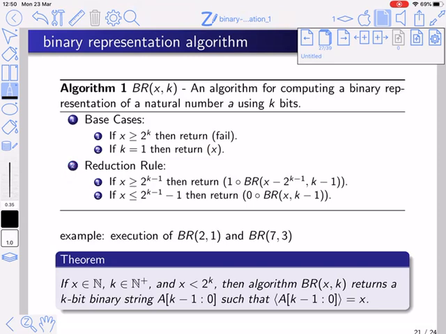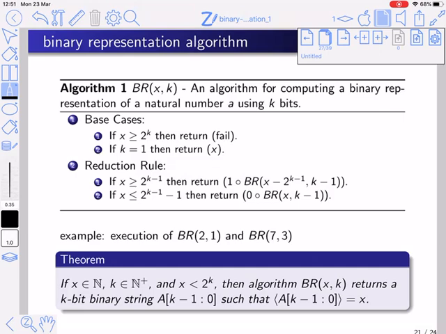The reduction rules compare x with the threshold. The threshold is 2 to the power of k minus 1. If x is greater than or equal to the threshold, then the most significant bit in the binary representation is 1, and we apply the algorithm recursively, now with x minus 2 to the power of k minus 1, because this 1 already contributes 2 to the power of k minus 1 towards the representation of the number, and we're left with a budget of k minus 1 bits. If x is below the threshold, then the most significant bit is set to 0, and then we apply the algorithm recursively with x and with a budget of k minus 1 bits.